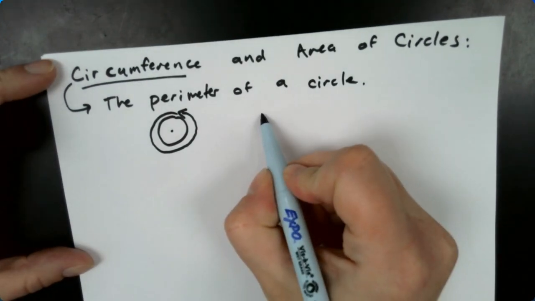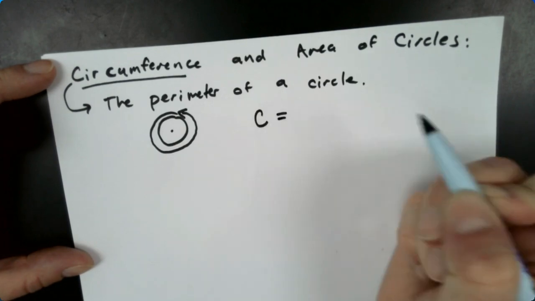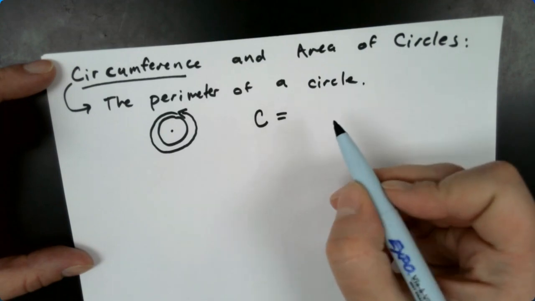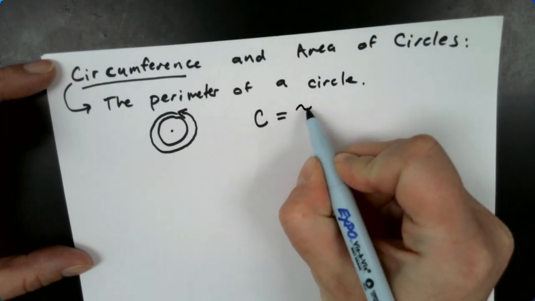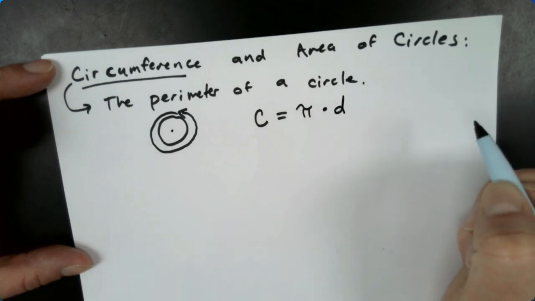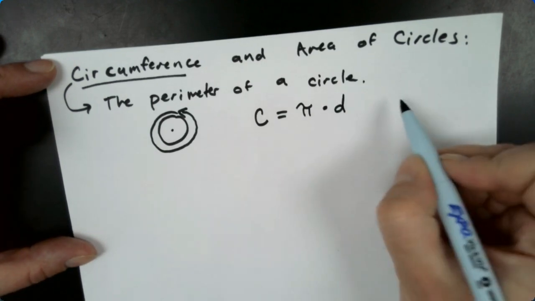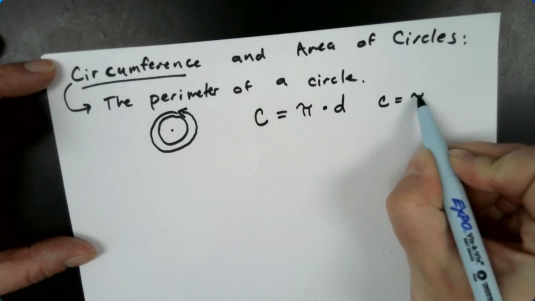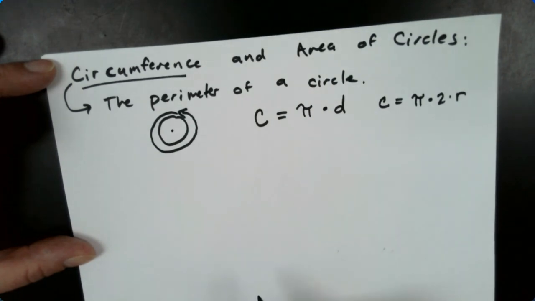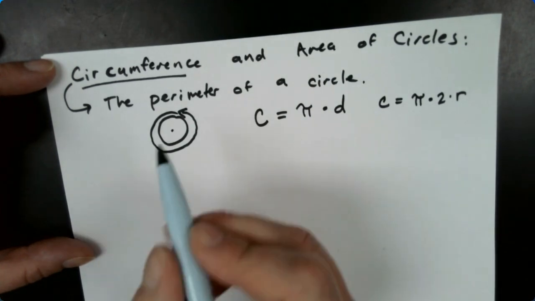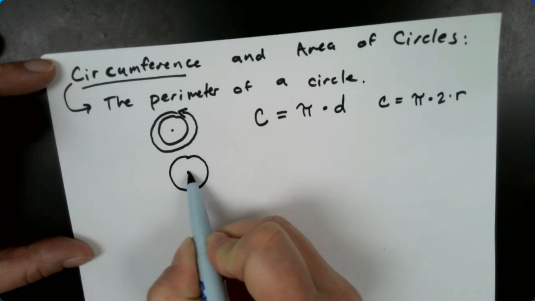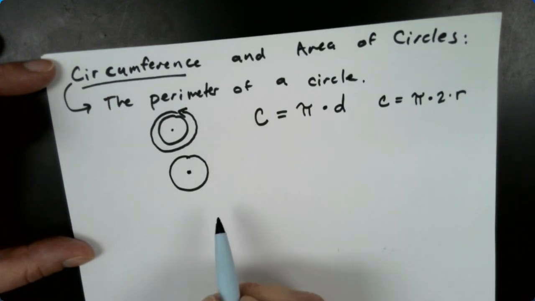Okay, so circumference is equal to, do you remember what it is? Pi times our diameter. The circumference is also equal to pi times 2 times the radius. So let's go ahead and label a triangle, or not triangle, circle. Last time we were talking about triangles.